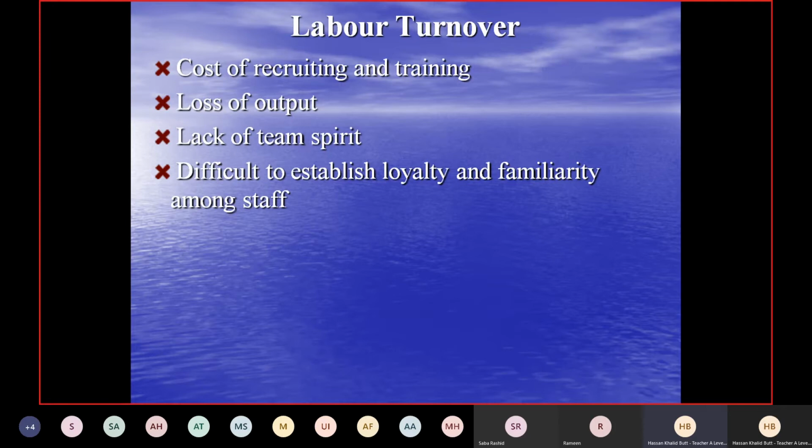But again, loyalty and familiarity, you have to develop it further. As I told you, you have to link it with the targets to be achieved by the company, or it may be the quality of work which the workers are supposed to do. Again, it can be affected as well.